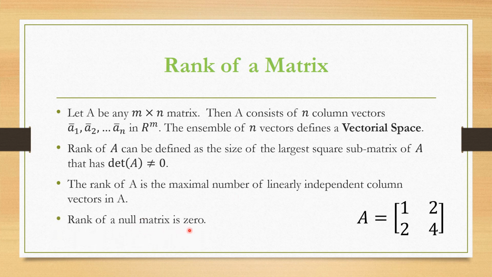Rank of a null matrix is 0. So this null matrix transforms the entire space to a single point, the origin. The entire space is squeezed to a single point by a null matrix, indicating the determinant is 0, as well as the rank of a null matrix is also 0 because there are 0 independent rows.